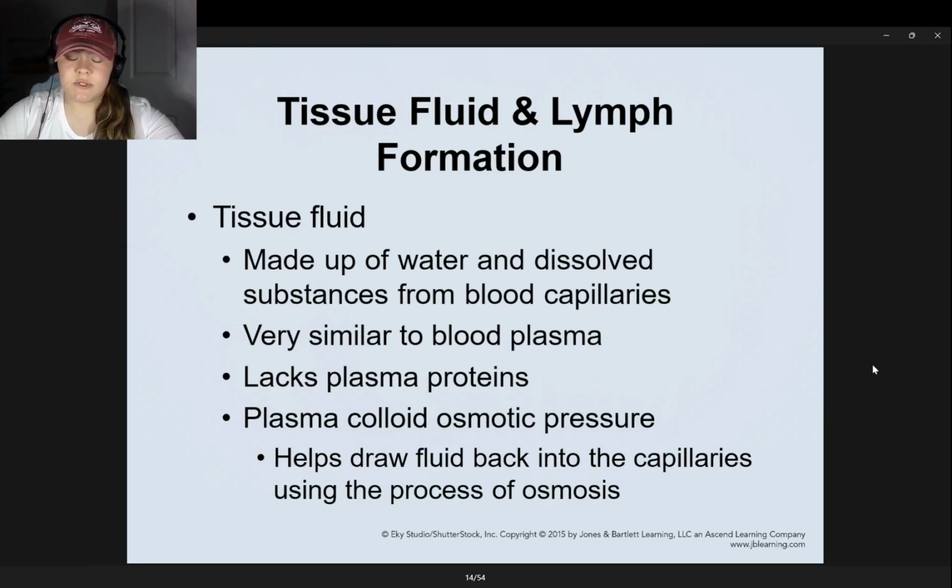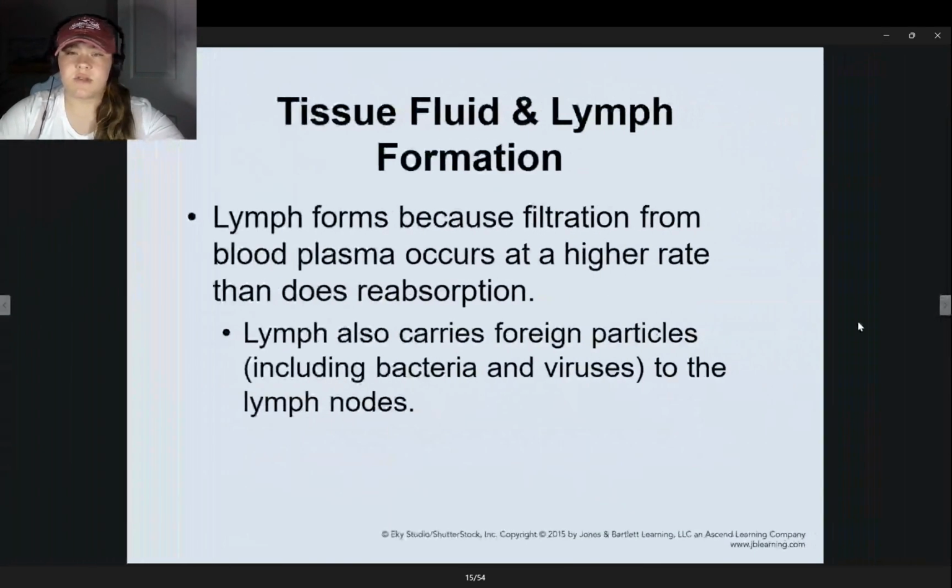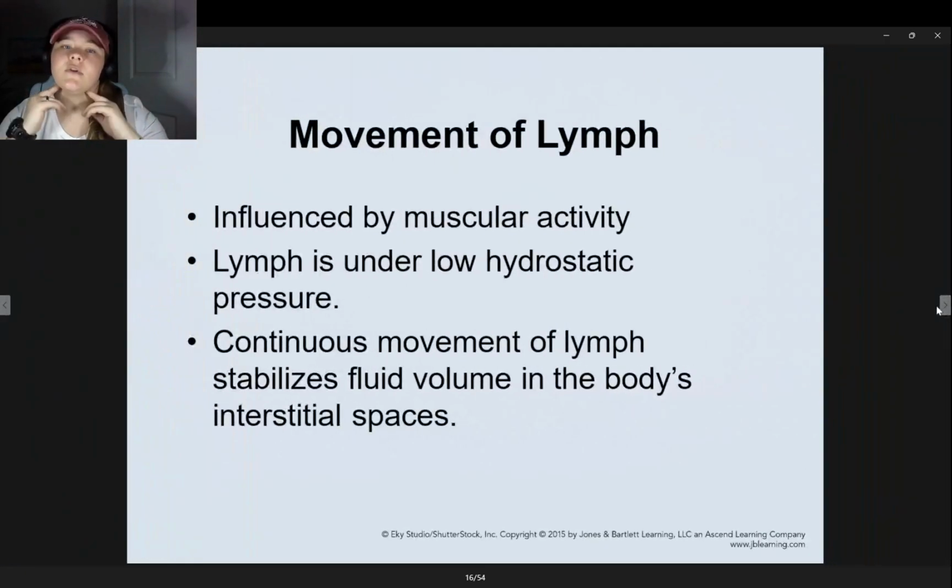It lacks plasma proteins. Plasma colloid osmotic pressure is what helps draw fluid back into the capillaries using the process of osmosis. Lymph forms because filtration of blood plasma occurs at a higher rate than reabsorption. Lymph also carries foreign particles, including bacteria and viruses, to the lymph nodes, hence why they swell up right here. Influenced by muscular activity, the lymph is under low hydrostatic pressure, and continuous movement of lymph stabilizes fluid volume in the body's interstitial spaces.